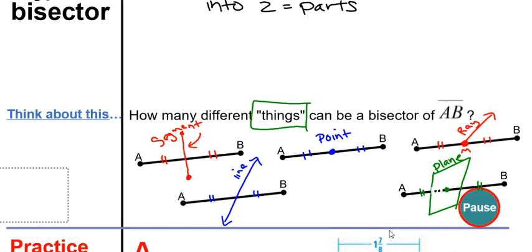All right, we're going to pause this, and I'm going to jump ahead to page 2, and we're going to talk about the last vocabulary word for this lesson, midpoint formula.